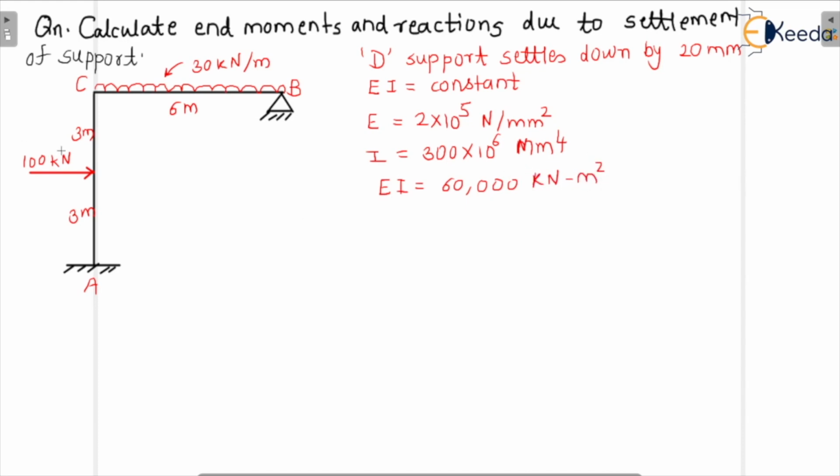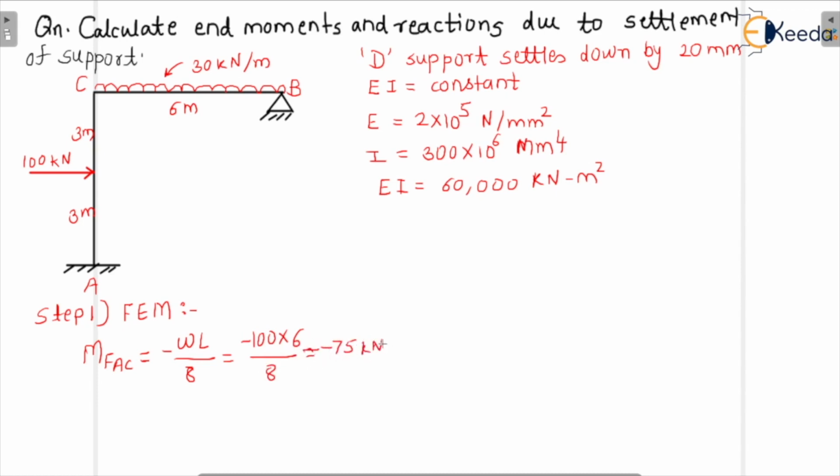Okay, now let's do step number 1, calculate fixed end moments. We have to properly write calculate fixed end moments. Now just see MF of AC. There is only one point load acting, that too in the middle of the span, so we can write minus WL by 8. So it is minus 100 into 6 by 8, and we get the answer as minus 75 kilonewton meter, right?